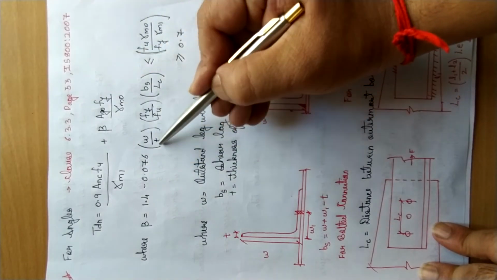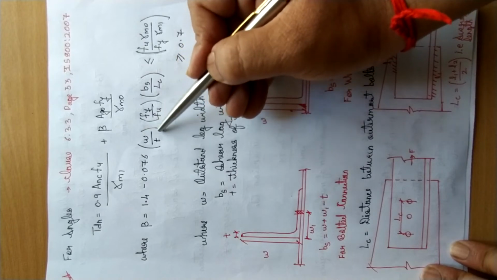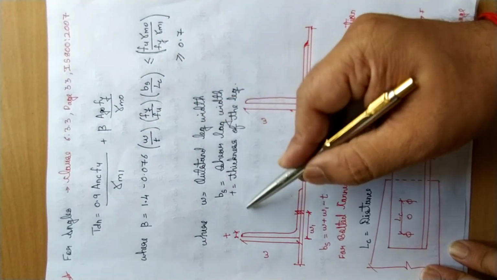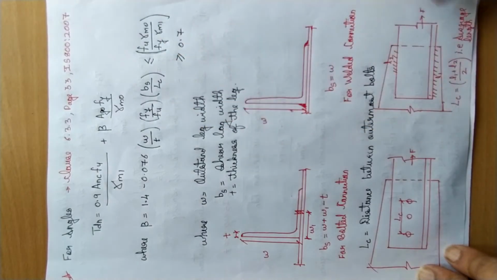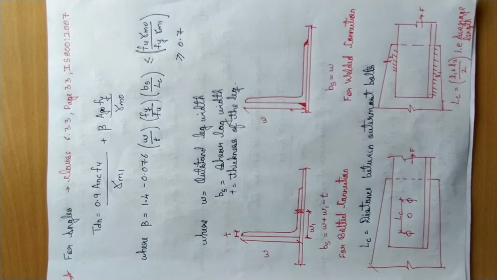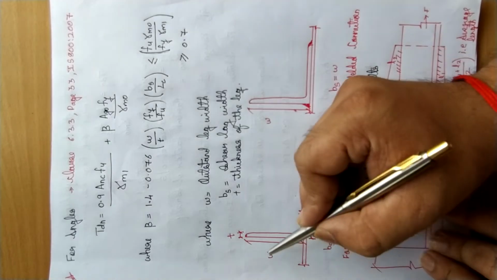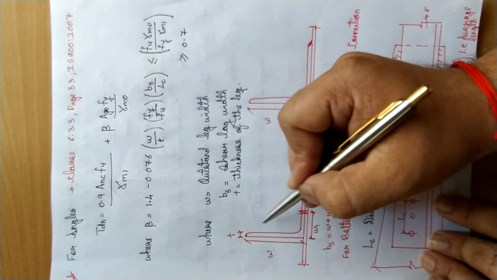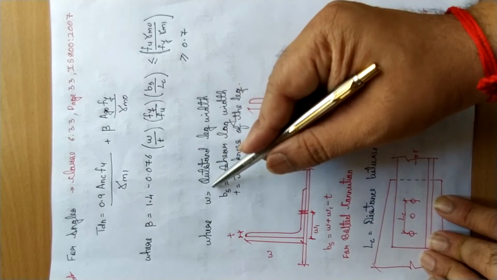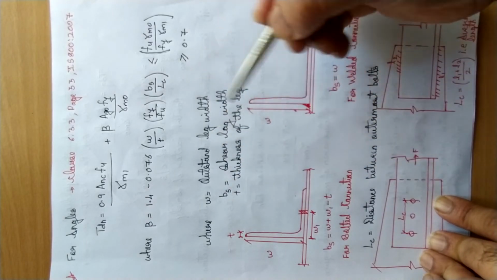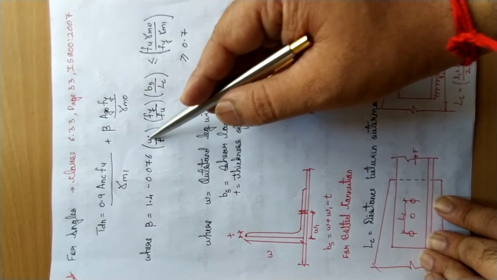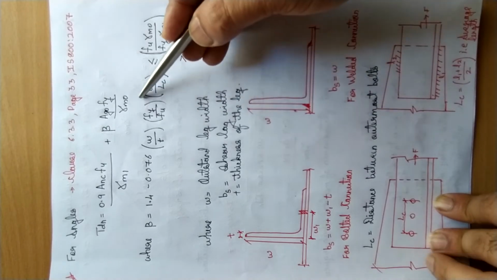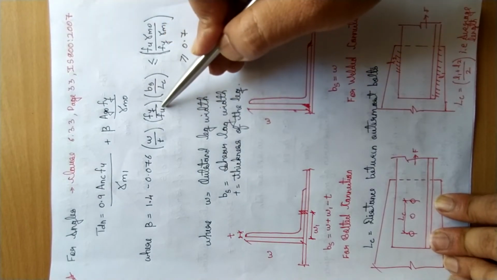So let us take the first bracket, W by T, where T is the thickness of the leg. Now what is that W? It varies with the type of connection, whether it is bolted or welded. Let us see in the bolted connection. W is nothing but the outstanding portion of the leg, that is, outstand leg width. So remember, in case of welded this is W, in case of bolted this is W. So we got W, we got T. We already know Fy is the yield stress of the material, Fu is the ultimate stress of the material.